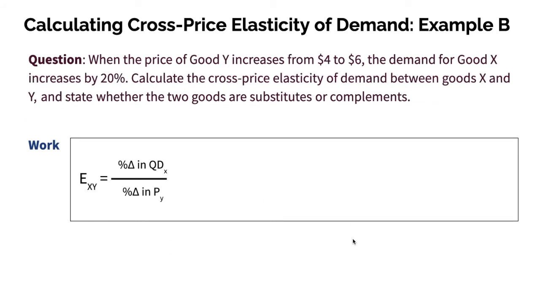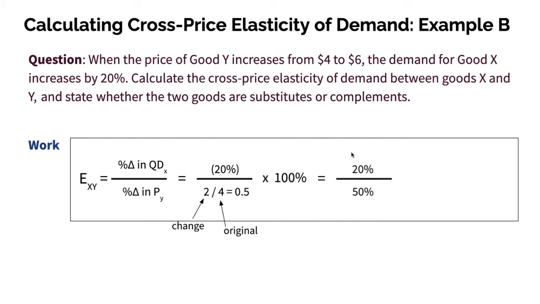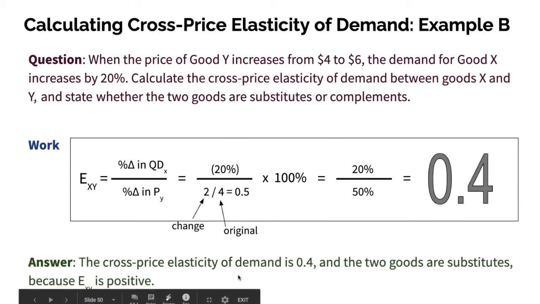Here's another example. When the price of good Y increases from $4 to $6, the demand for good X increases by 20%. All right, let's work through it. Our 20% goes on top because it says demand for good X increases by 20%. That's a positive 20%. On bottom, the change is 4 to 6. The change is 2 over the original 4, so we've got 0.5. That is a positive change. So we have a positive 20 over a positive 50. That gives us a positive 0.4. That's our cross-price elasticity of demand, and the two goods are substitutes because it's positive.